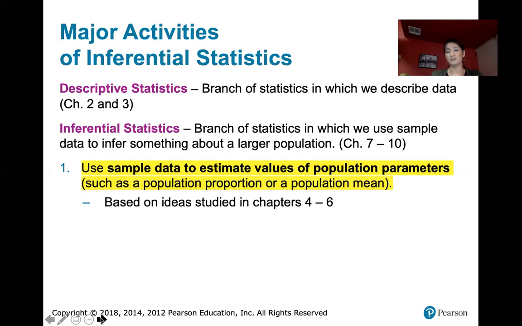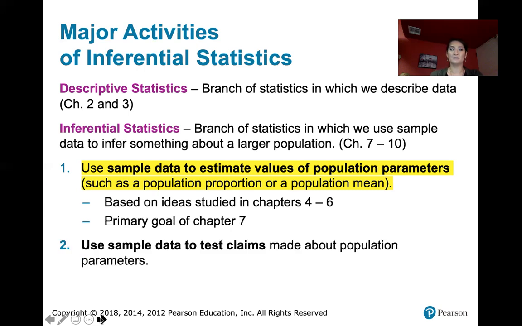We also talked about the central limit theorem there, which focused on that sampling distribution of sample means. So all of that is relevant and important to understanding chapter 7 and understanding it well. So make sure you really are comfortable with those ideas in chapters 4, 5, and 6. It'll help you with your understanding of what we're going to do from here on out. But chapter 7 focuses on this first point of inferential statistics. We want to estimate values of population parameters using sample data.